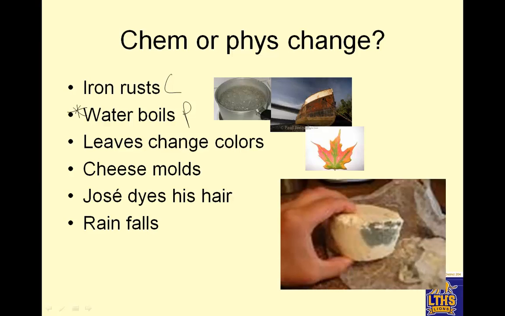Leaves change colors. Well, leaves are like soft and supple and can bend, and changed-color leaves are crunchy and dead. That's a new thing. That's a chemical change. Cheese molds. I love me some mozzarella cheese. This has new properties. It tastes awful. So that's a chemical change.